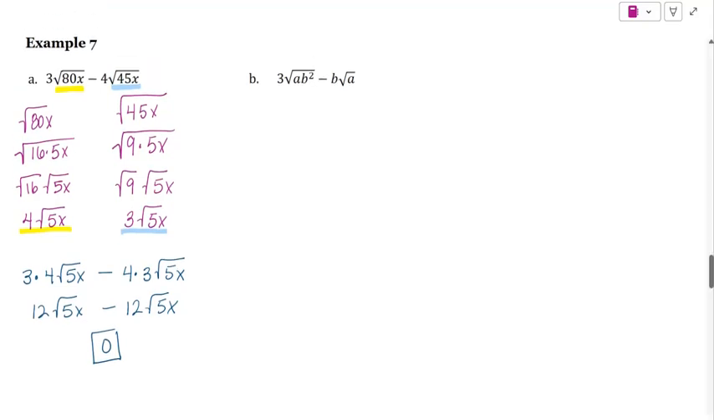Let's move on to example B. I'm going to do some side work here to try to simplify these square roots. B squared is a perfect square, so if I separate that out, I can say that that's just b times the square root of a. And the second square root can't be simplified at all. So I'm going to substitute this for this. We have 3 times b times the square root of a minus b times the square root of a.